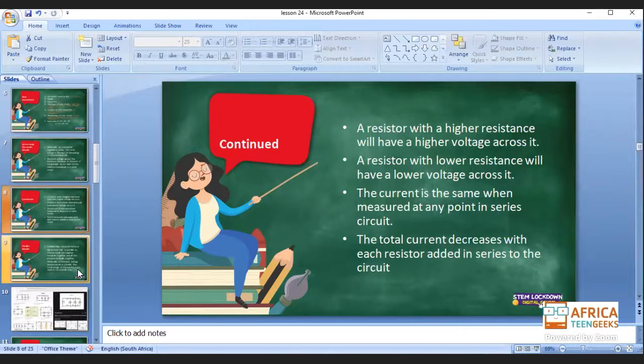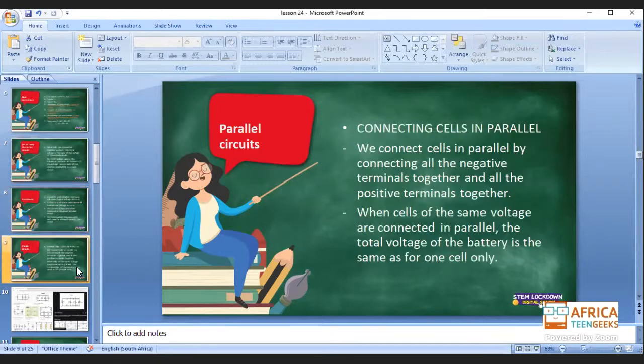And then we can now look at parallel circuits because we understand series circuits. What exactly is the difference between a parallel circuit and a series circuit? We say connecting cells in parallel. We connect cells in parallel by connecting all negative terminals together and all the positive terminals together. When cells of the same voltage are connected in parallel, the voltage of the battery is the same as for one cell only. Are we clear? As for one cell only.